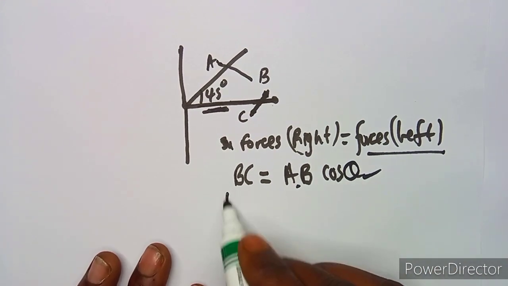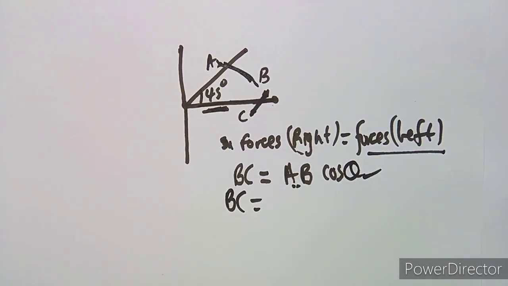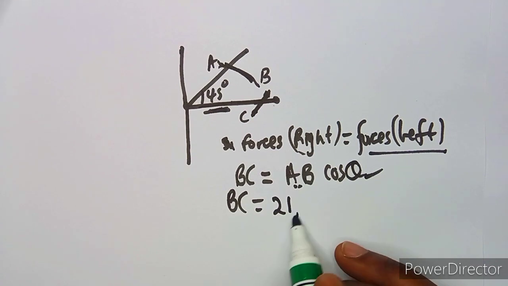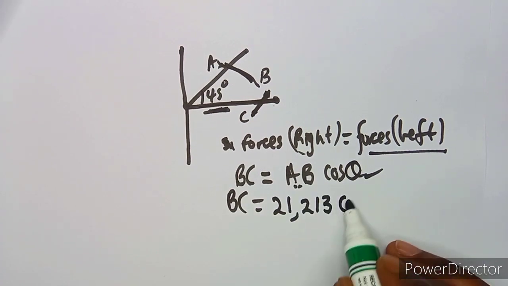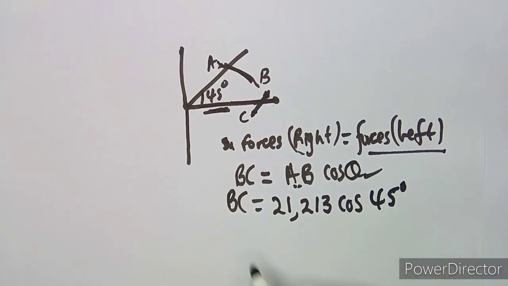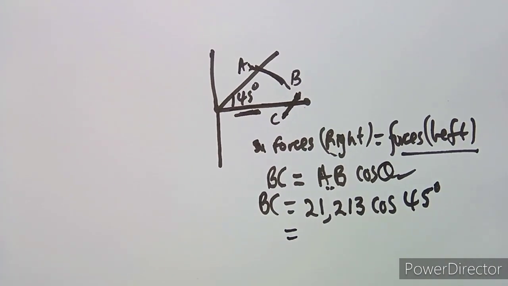So now let's substitute. BC is equal to AB. AB, remember, we obtained this AB before. This is our AB, which is 21,213. So you're going to obtain the same answer with the other way that you are used to, but this is what I do. Cos theta, which is this cos 45 degrees. Yes. So some, they use tan, they use a ratio which involves tan. It's another way of their doing. They obtain the same answer with this one that we are doing here. So you're going to obtain 15 newtons, if I'm not mistaken, something like that.